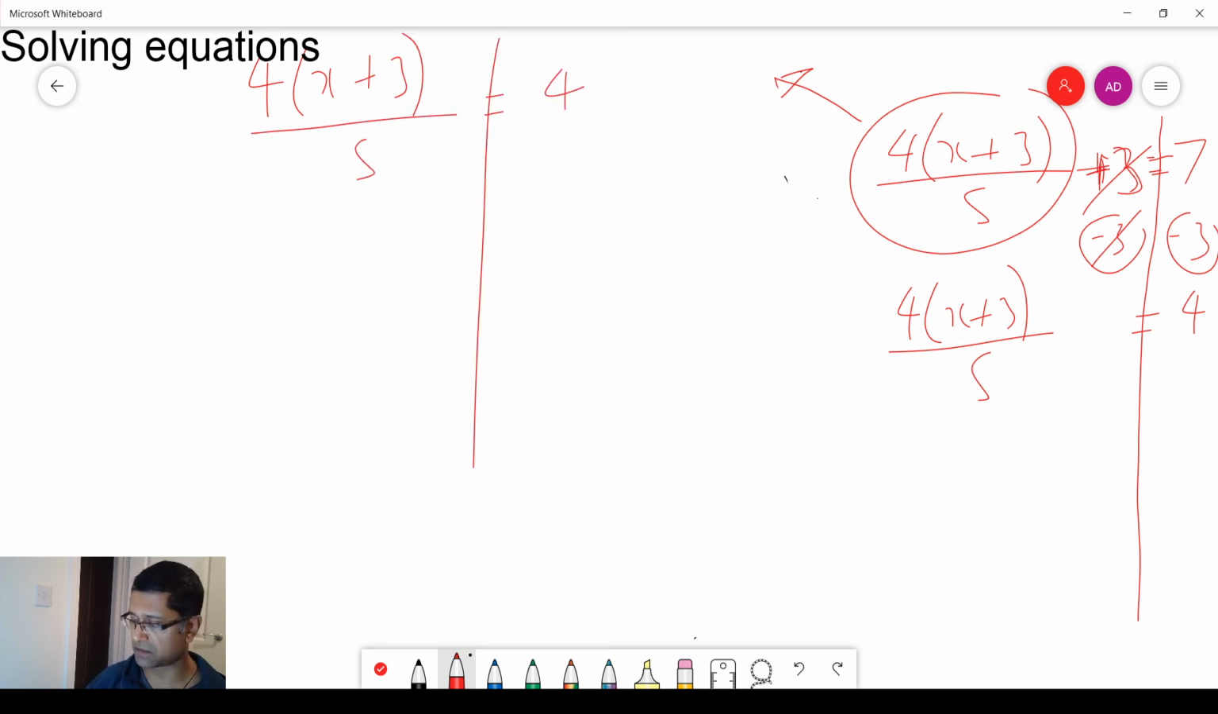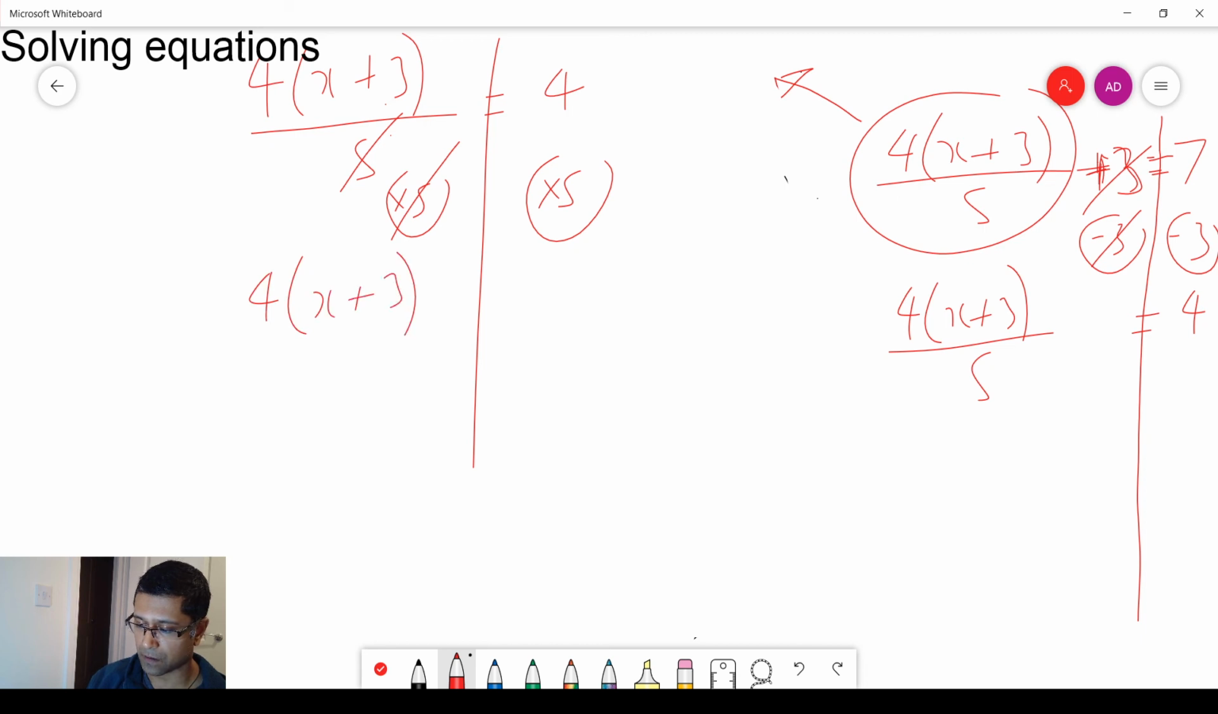Right, fractions. Don't like fractions when solving equations, so get rid of it. So to get rid of divide by 5, times by 5. Do the same on the other side. So divide by 5 times by 5, they cancel out, they knock each other out. You're just left with the numerator part. 4 times 5 is 20. Right, expand the brackets. 4 times x is 4x. 4 times 3 is 12.